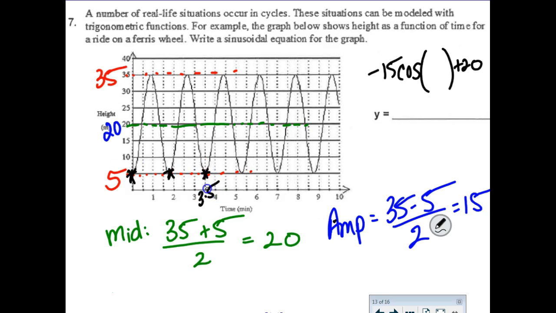But how many cycles were from the beginning to 3.5? It went through 2 cycles. So, can you please halve that for me? What's 3.5 cut in half? 1.75 is the period. I don't know if I would have guessed that on my graph. It wasn't super awesome. All right, so the B value is 2 pi divided by the period.